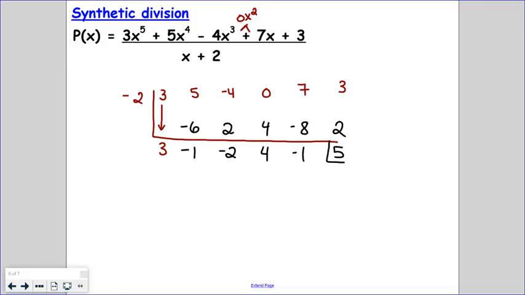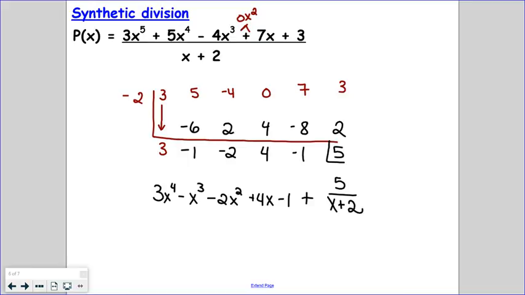Putting that into our polynomial, it will start at an x to the 4th, or work your way up from the bottom. So 3x to the 4th minus 1x cubed minus 2x squared plus 4x minus 1 plus our remainder over the factor x plus 2.